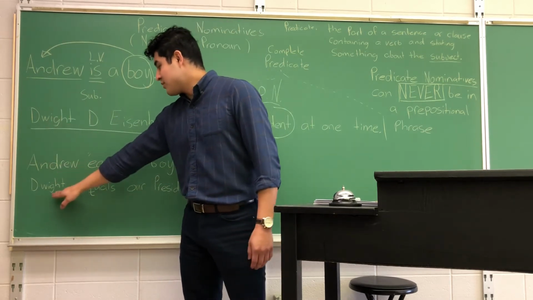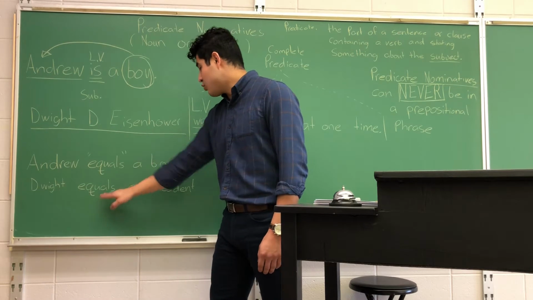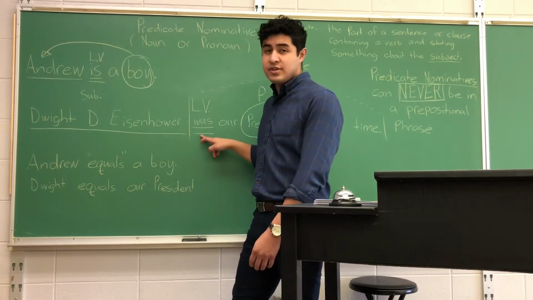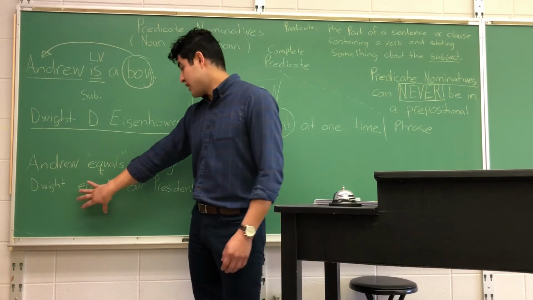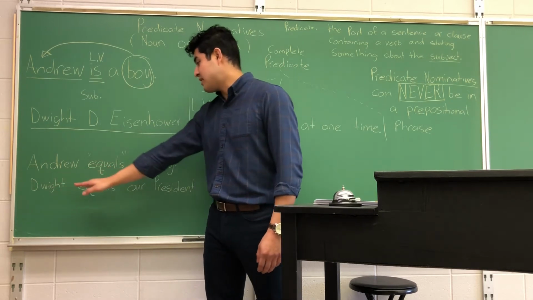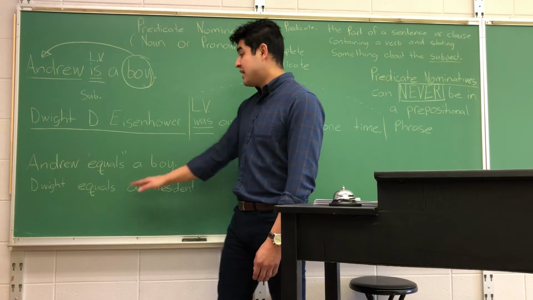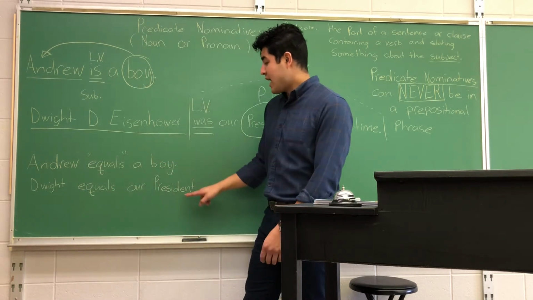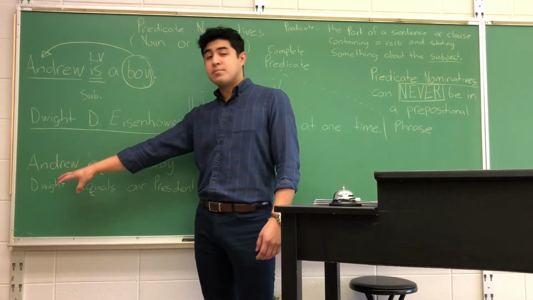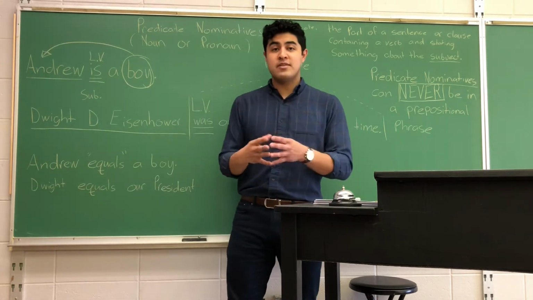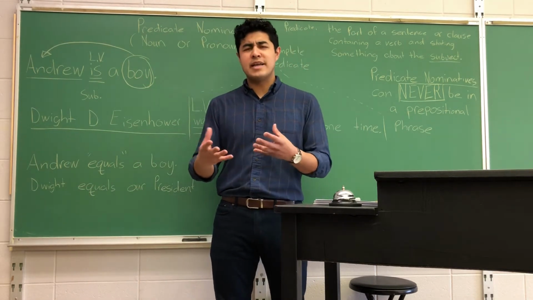Dwight, I didn't write the whole thing. Dwight D. Eisenhower equals our president. So we substituted the linking verb was for the word equals. Does this sentence make sense? Dwight D. Eisenhower equals our president. It does. So we know that both boy and president are renaming or explaining the subject, which makes them predicate nominatives, okay?